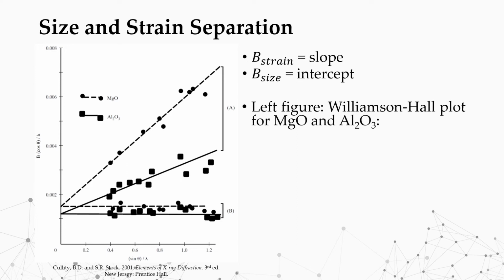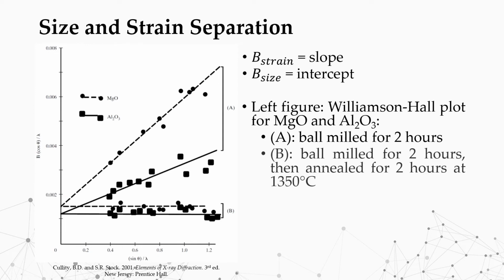So in this figure, we have the Williamson-Hall plot for magnesium oxide and aluminum oxide. The two lines with a significant amount of slope are ball milled for 2 hours. Letter B corresponds to specimens that are ball milled for 2 hours, but are then annealed for another 2 hours.